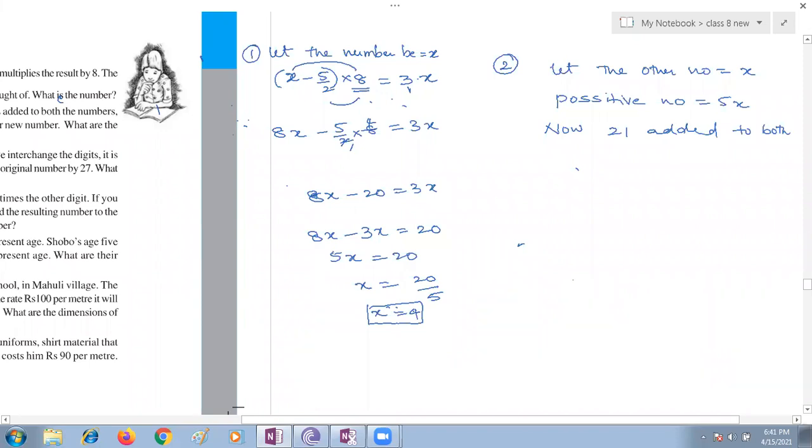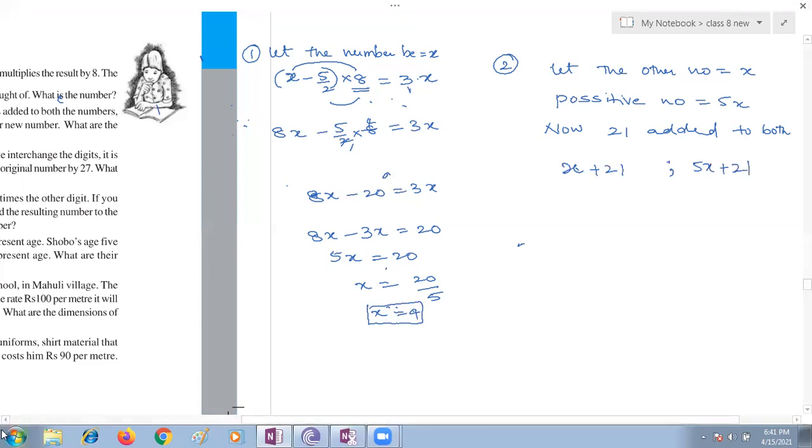Listen. The positive number is 5 times the other number. So you take the other number as x. The positive number is 5x. Then now 21 is added to both. That means 21 added to both, what are you supposed to get here? x plus 21 and 5x plus 21. Now what is the other condition?